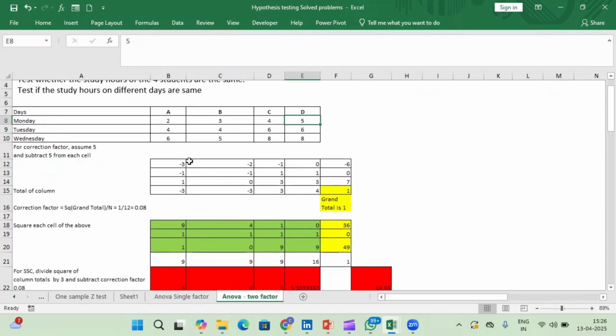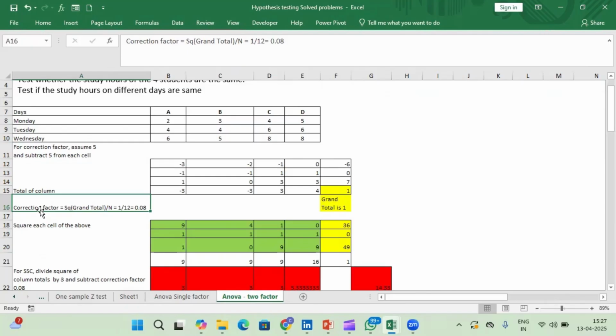And then you get the total of the column: minus 3, minus 2, minus 1, minus 3. Minus 1 plus 1 goes... 1, 3, 4. Row totals: minus 3, minus 5, minus 2, minus 5, minus 1, minus 6. Then minus 1, minus 1, plus 1, minus 1, plus 1, 0. 1 plus 0 is 1, plus 3 is 4, plus 3 is 7. Whether you take the total from here or from here, this comes to the grand total, which is 1.